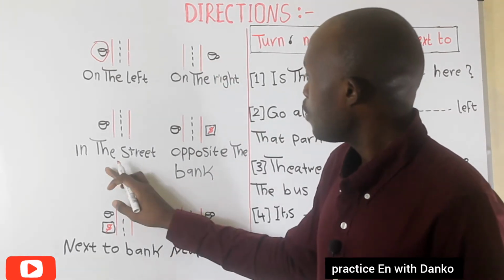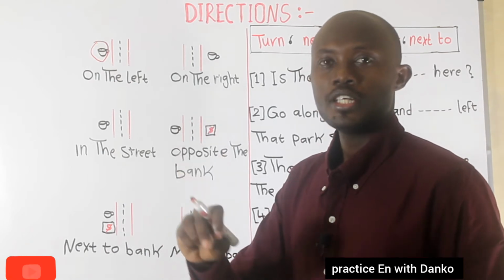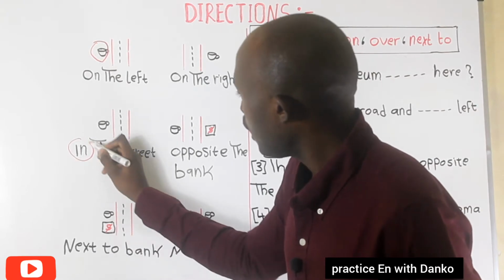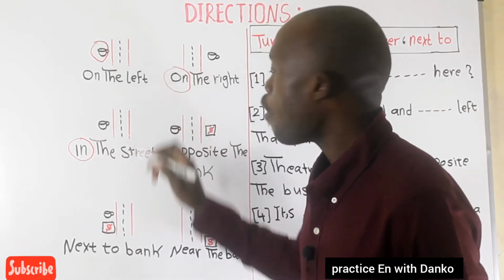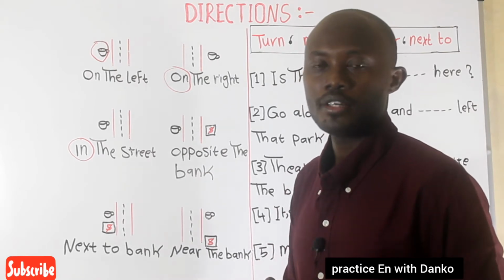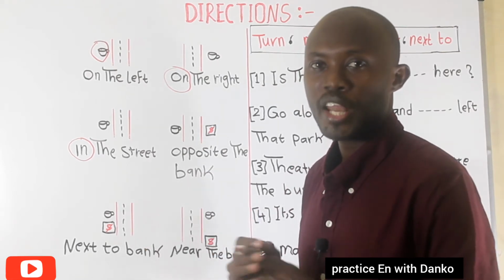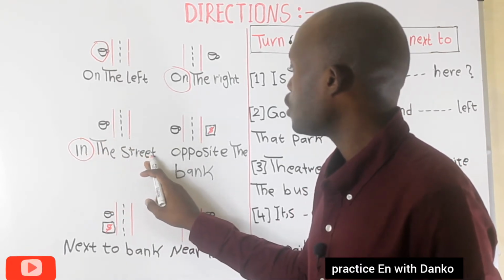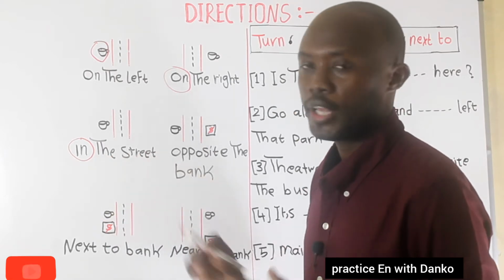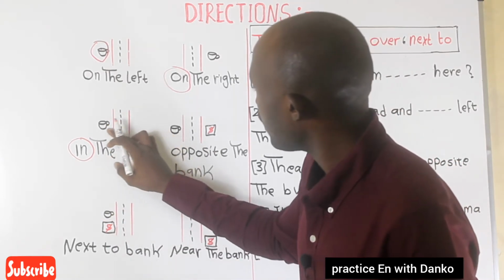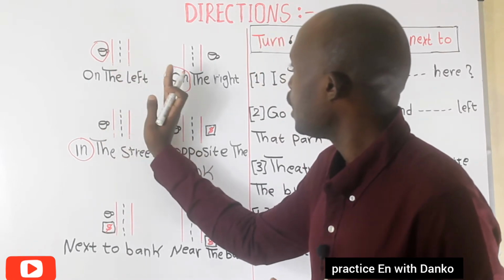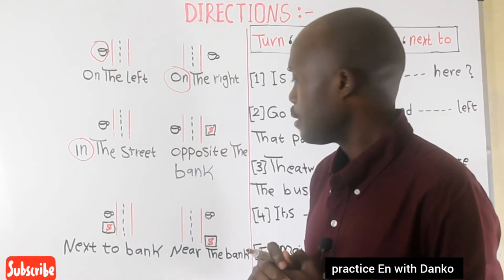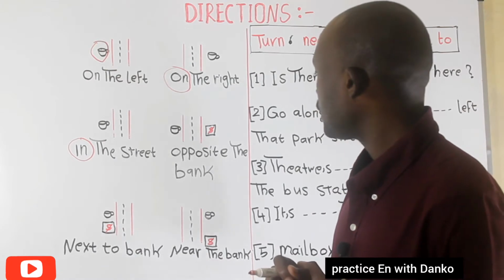Here the cafe is in King Street. By the way, we can use in and on. Both of them are correct as prepositions of place. The cafe in King Street, or the cafe in the street. As you see here, the cafe is in the street, here on the left of the street, here on the right of the street. So what about the other prepositions?